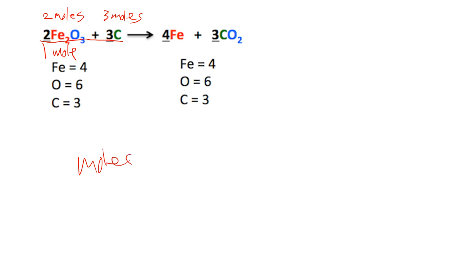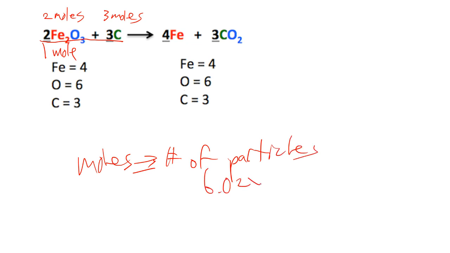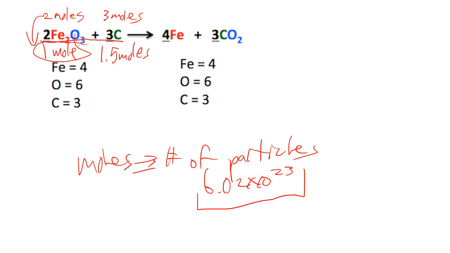Moles is just the number of particles, right? More specifically, 6.02 times 10 to the 23. But it doesn't matter if it's 20 particles or 10 particles. If for every 2 particles of iron oxide you need 3 particles of carbon, then if you need 2 moles of iron oxide, you need 3 moles of carbon. So what if you had 1 mole of iron oxide? Well, you need 1.5 moles of carbon, right? Half as many moles, half as many particles means half as many of the other particles.